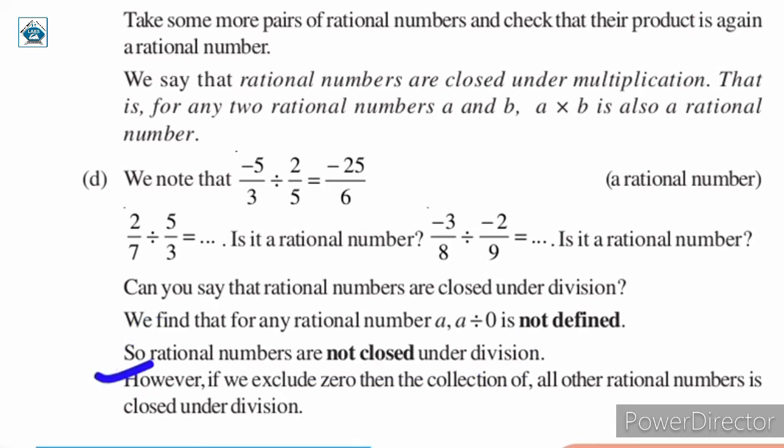However, if we exclude 0 यानी 0 को हटा दें from the collection of rational numbers, then all other rational numbers are closed under division. That is, 0 is the only rational number which is not closed under division. So if we remove 0 from the collection of rational numbers, the numbers that are left will be closed under division as well. So this was the first property, that is the closure property for rational numbers.